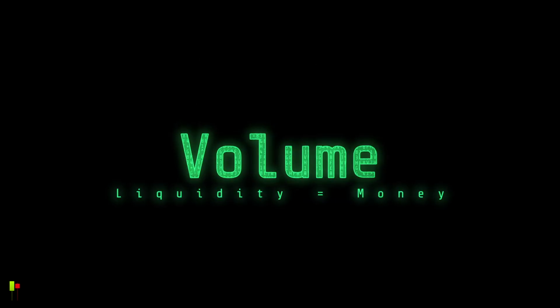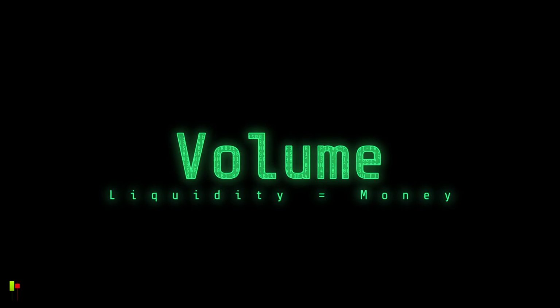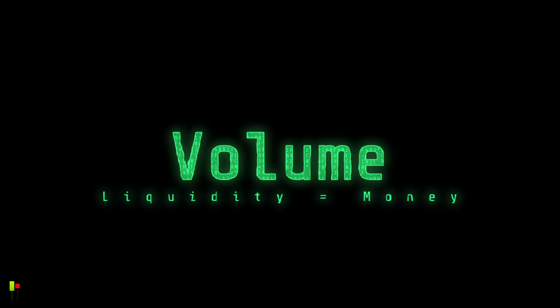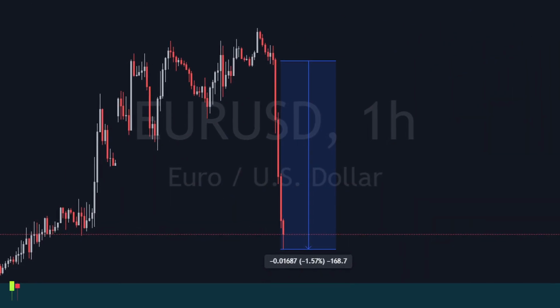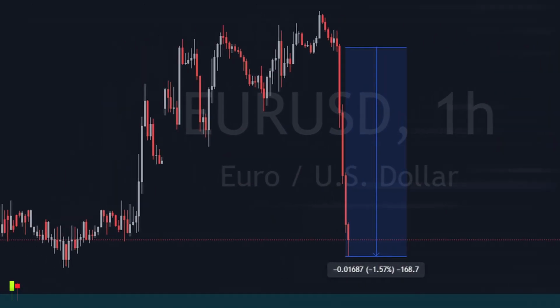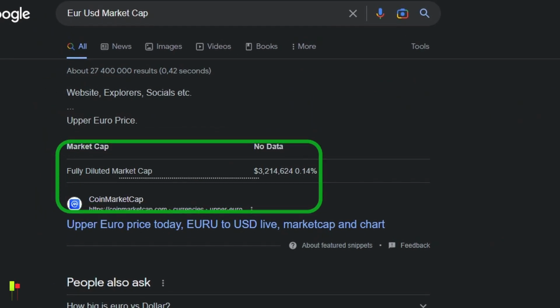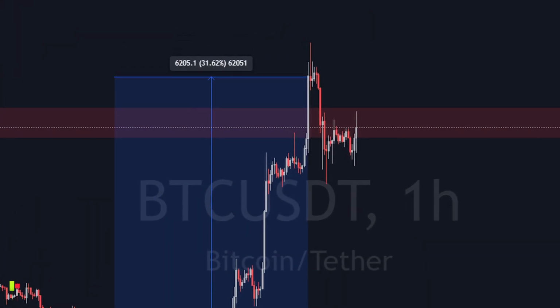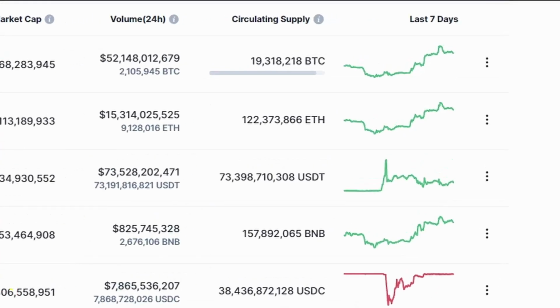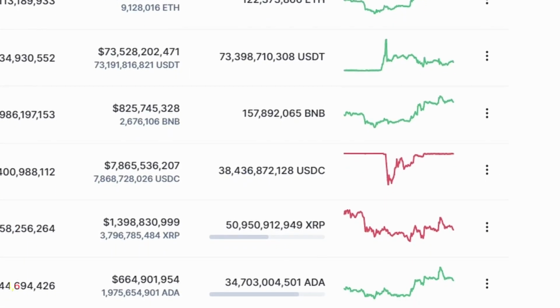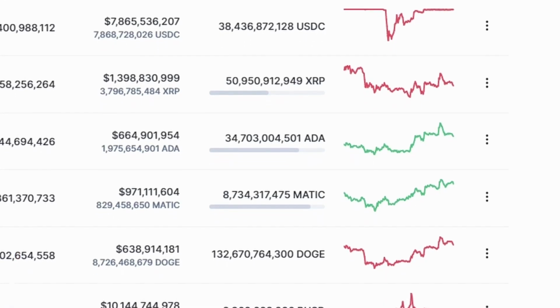The first step to understanding the market is to understand volume, or how much liquidity is in the market. The less money traded means that the price is easier to move. For example, a forex pair like euro against the US dollar requires a significant amount of money to move price, if you compare it to Bitcoin. This has got to do with the market cap. The higher the market cap, the harder it is to move price.